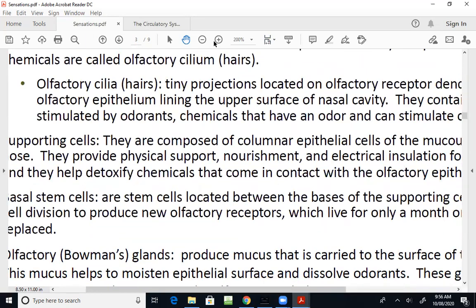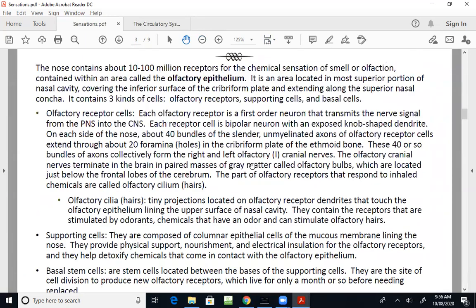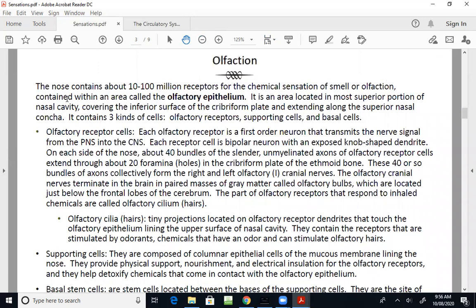Just the one blank there to fill in? Okay. The nose contains about 10 to 100 million receptors for the chemical sensation of smell. Fancy word for smell is olfaction.